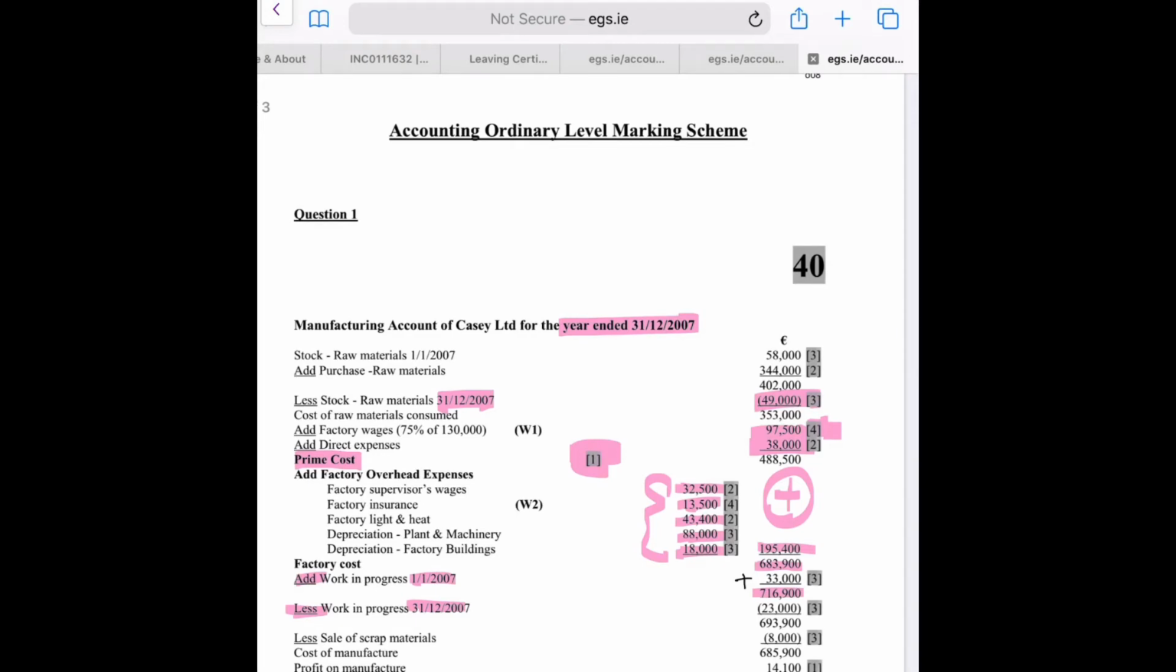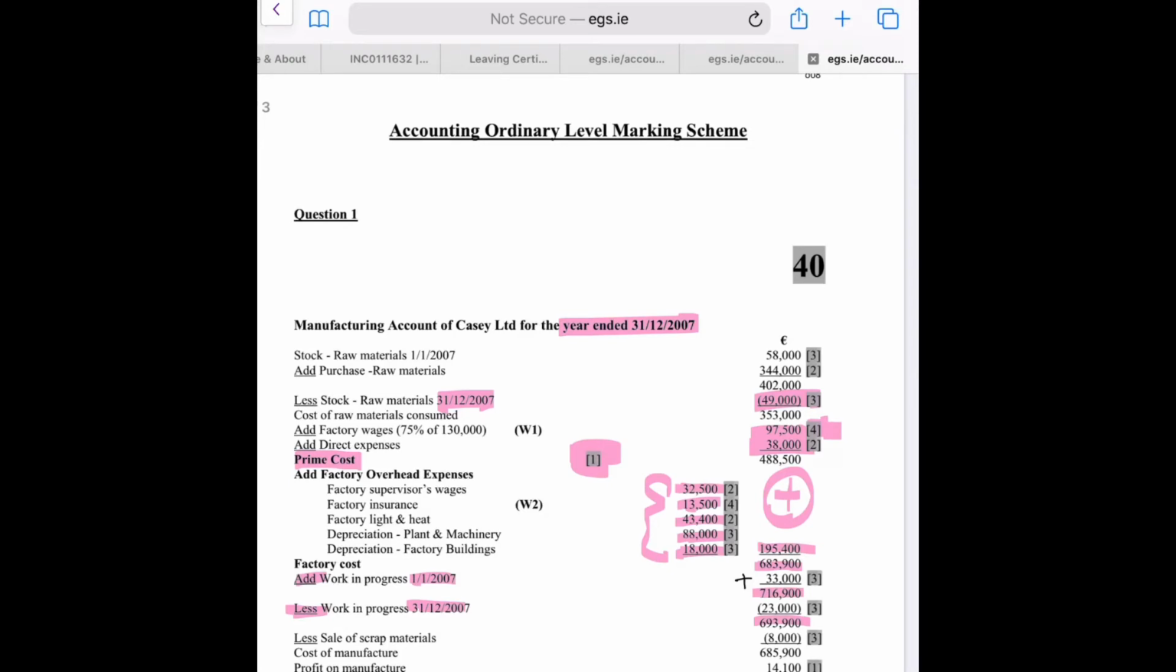Then once you've got your total of €693,900, this is it here, you're taking away your sale of scrap material. So you're reducing your cost by selling some of that. So say you're in the business of making tables, you'll have pieces of wood left over and you're getting rid of that. It's selling those scrap bits. That's what sale of scrap material is. So you're reducing your cost by selling that scrap material. So that's why it's subtracting, okay?